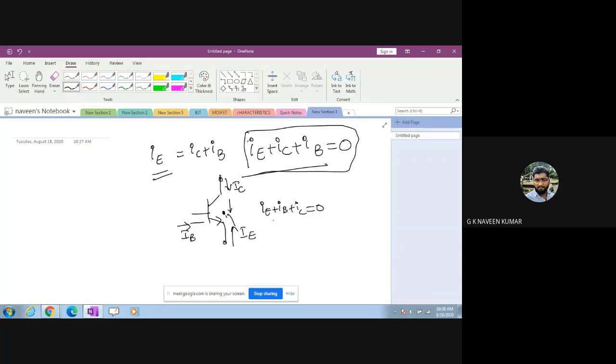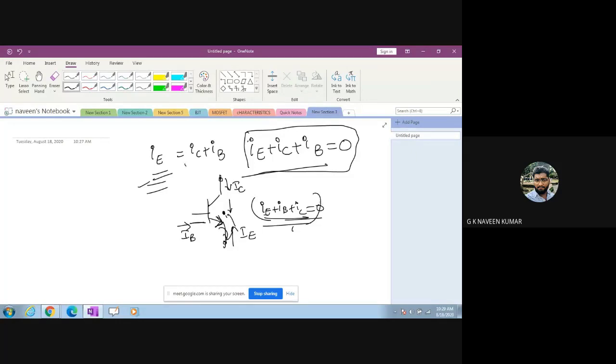But frankly speaking, your NPN transistor will have IE equal to the combination of IB plus IC. But while solving the problem, we'll take IE plus all the currents flowing into this transistor. If you take this also, you can easily solve the problem. But assume this current is in this direction. That is the only difference. The direction which you take, you should follow for the entire problem.